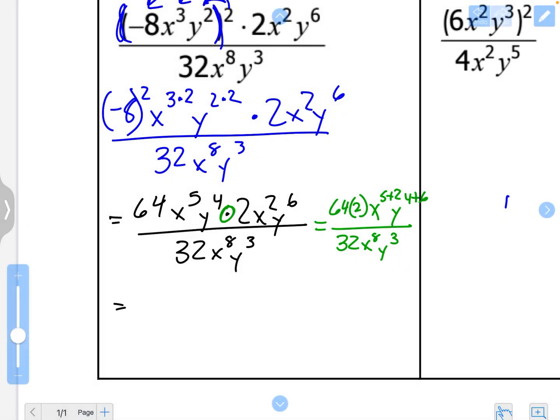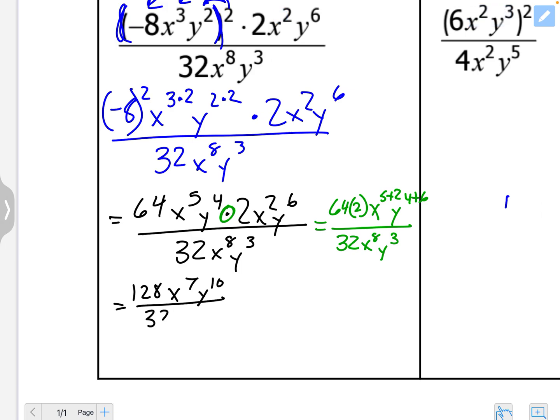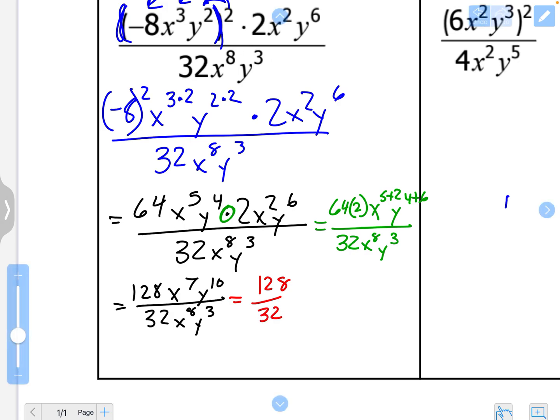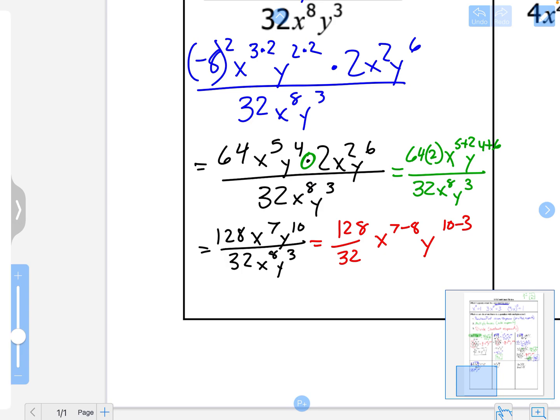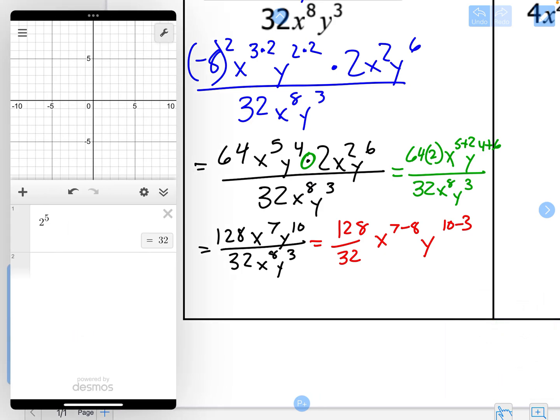So 64 times 2 is 128. We get x to the 7th, y to the 10th, all over 32 x to the 8th, y to the 3rd. So now I need to divide. So 128 divided by 32. When I divide exponents, that means I subtract, y 10 minus 3. So let me grab my calculator to make sure I'm doing this math correctly.